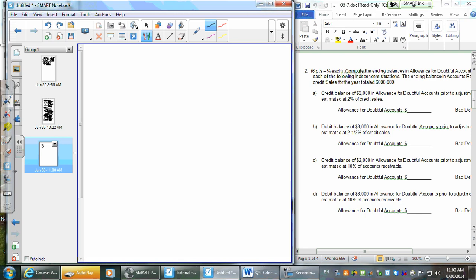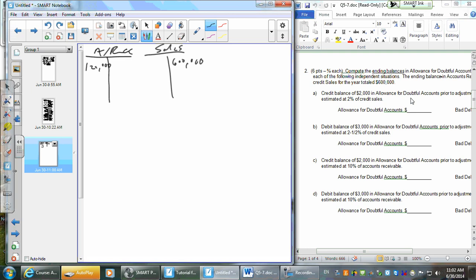Compute the ending balances in doubtful accounts, allowance for doubtful accounts, and bad debt expense, assuming what? What was my ending balance in accounts receivable that's over there? How much was it? 120. All right. And what's my balance of sales? Yeah, that's the ending balance in accounts receivable. You're right. 600,000 in sales. We don't have any activity going into those, do we?